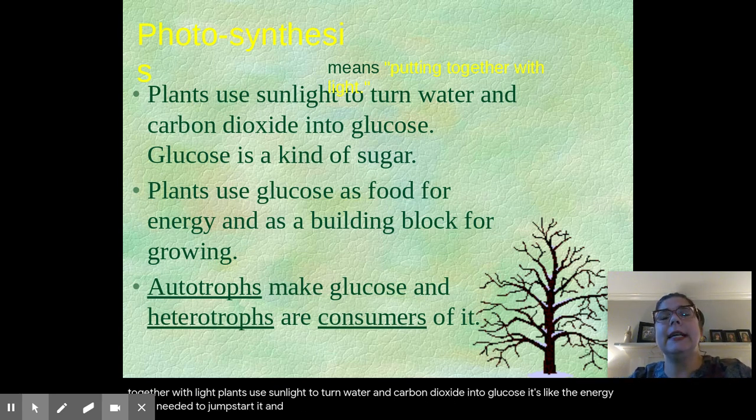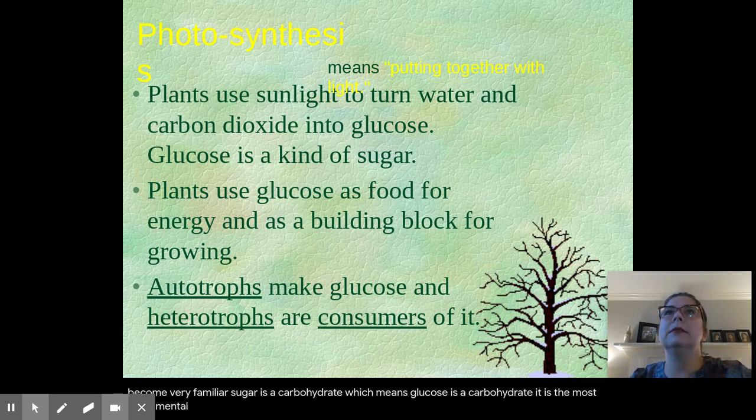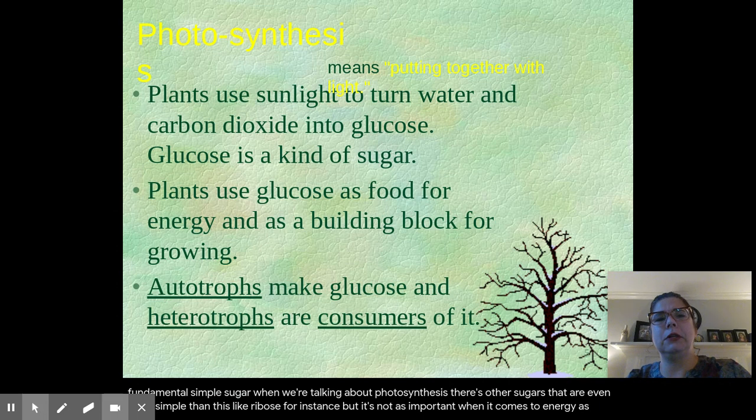And glucose is a kind of sugar. You will hear glucose a lot. We're going to become very familiar with it. Glucose is a sugar. Sugar is a carbohydrate, which means glucose is a carbohydrate. It is the most fundamental, simple sugar when we're talking about photosynthesis. There are other sugars that are even more simple than this, like ribose, for instance, but it's not as important when it comes to energy as glucose is.